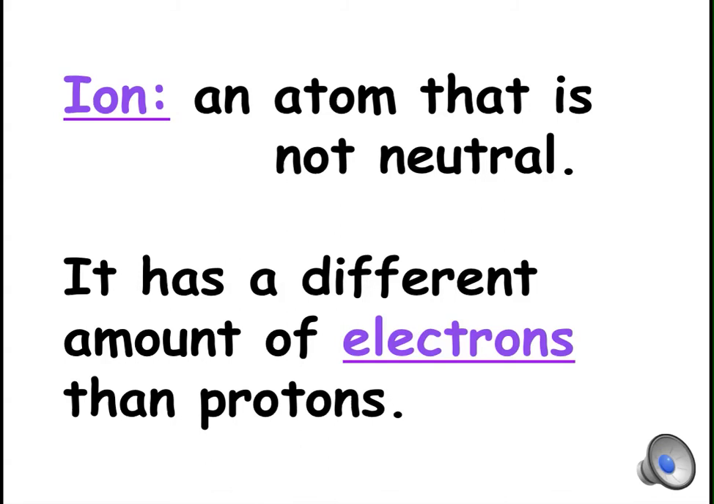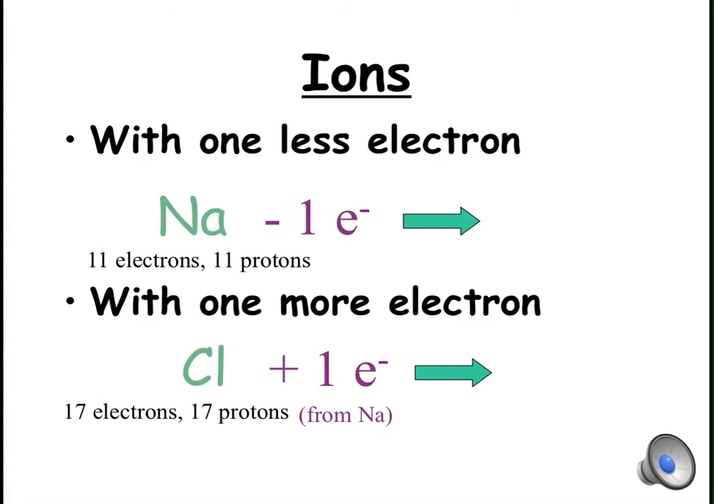There are also ions, and those are atoms that are not neutral. So generally when we speak of atoms, we speak of them in the neutral state, so they have no charge, and that means the protons are equal to the electrons. An ion has a different amount of electrons than protons. We are dealing with an example of ions.